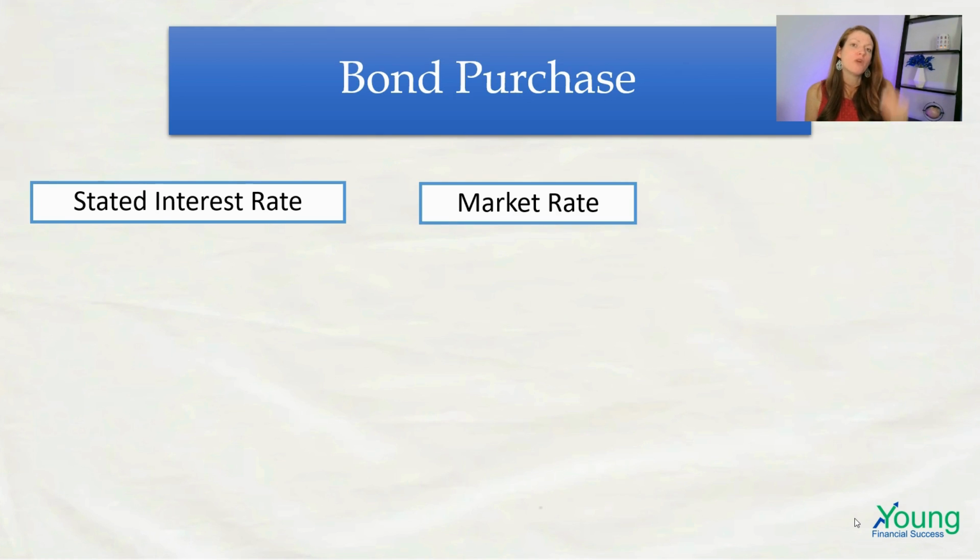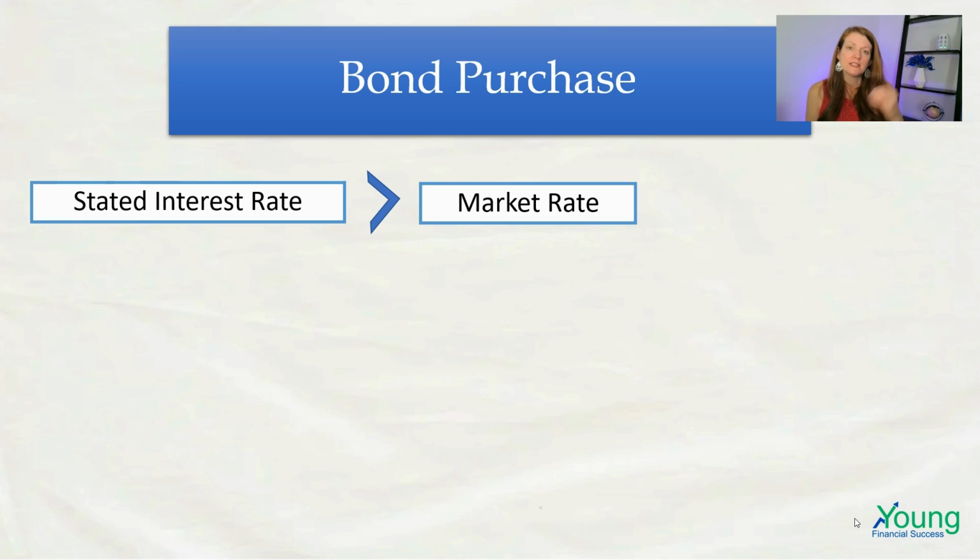Then we have the market rate. The market rate is how much you could find if you were to invest in bonds in another company with a similar bond. So this is what you could get outside of the company that you're investing in. So, most companies are offering 12% and this company is offering 10%. So we are going to compare.